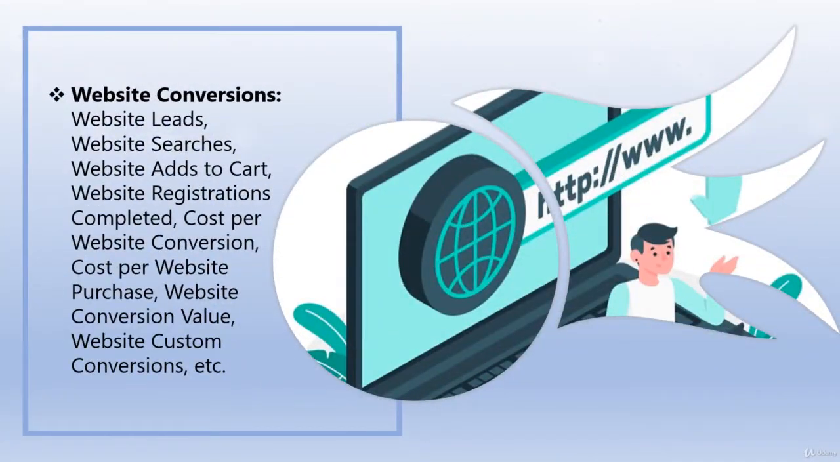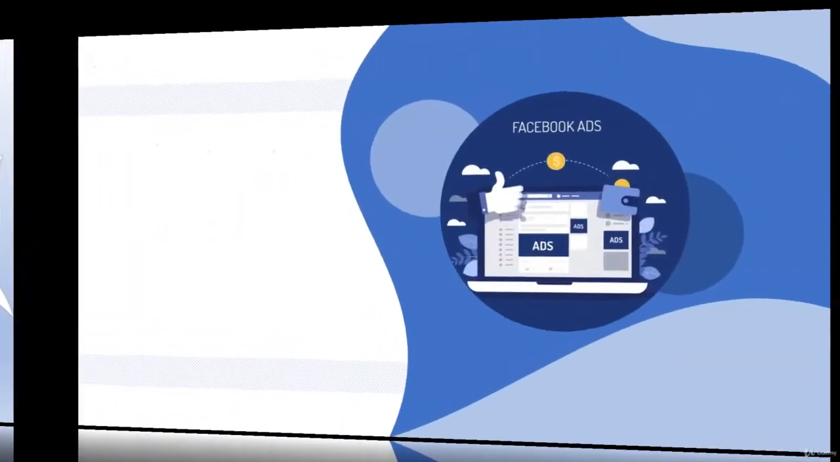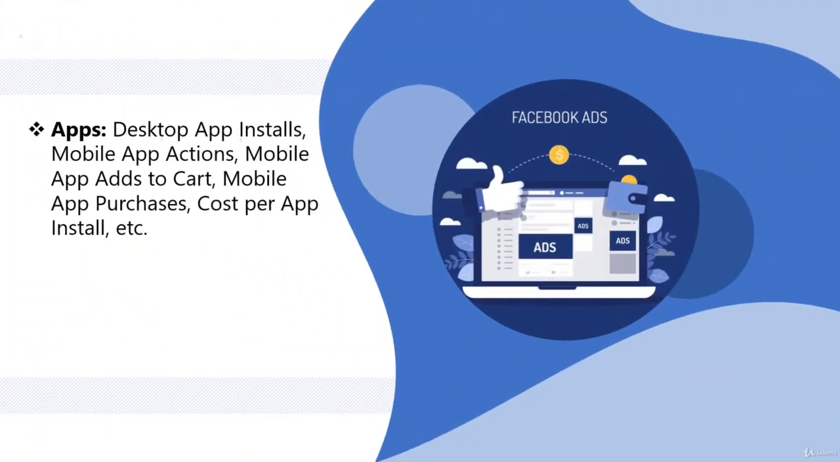Website conversions: website leads, website searches, website adds to cart, website registrations completed, cost per website conversion, cost per website purchase, website conversion value, website custom conversions, etc. Apps: desktop app installs, mobile app actions, mobile app adds to cart, mobile app purchases, cost per app install, etc.